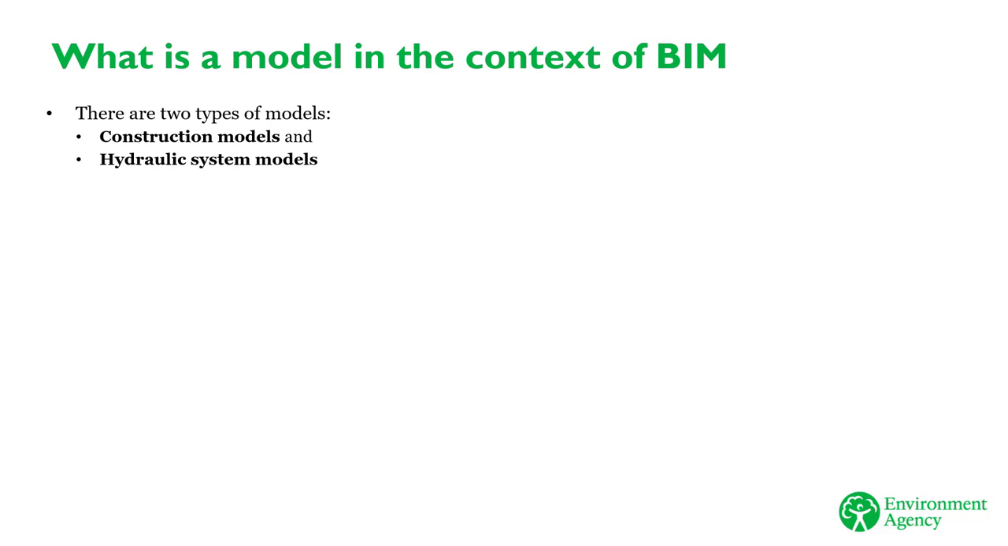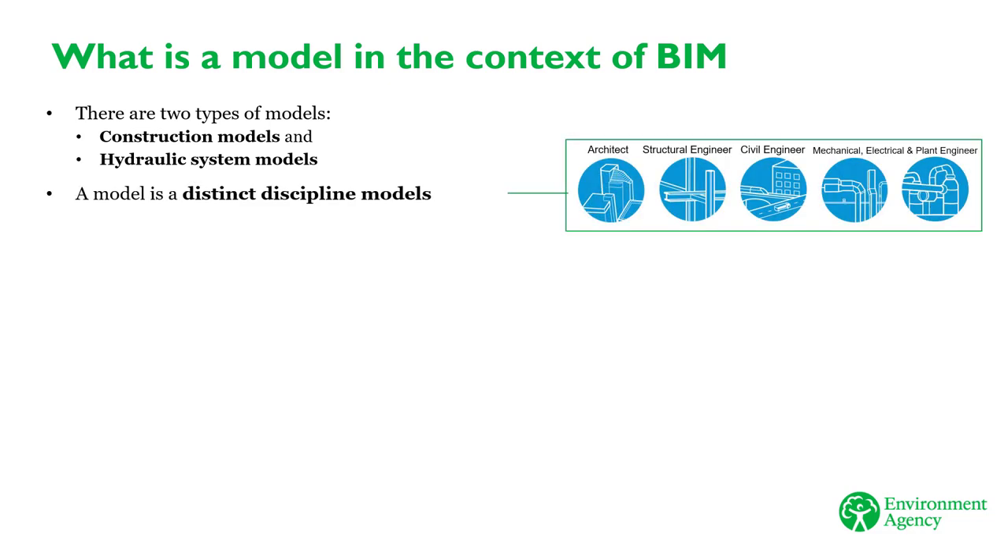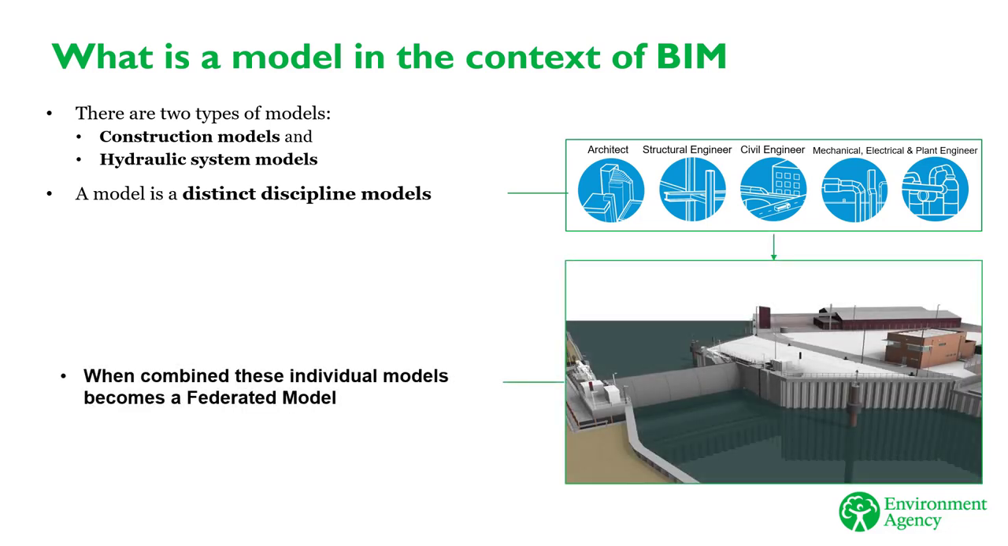Individual construction models can represent a single discipline, such as architecture, structural, or services, which contribute to the formation of the asset. When combined, these individual models become a federated model. The federated model becomes a digital representation of the physical and functional characteristics of an asset. The federated model is a shared knowledge resource for information about an asset, forming a reliable basis for decisions during its life cycle, from earliest inception to demolition.